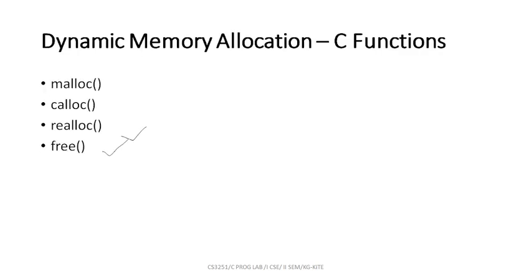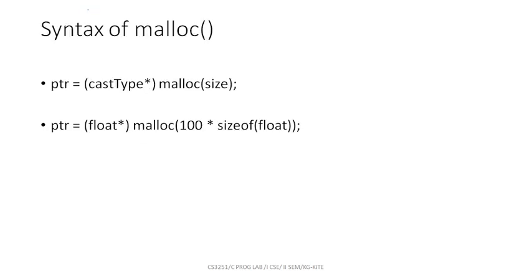Whenever we call these functions, they will return a pointer. These functions allocate memory and return the first address of the allocated memory. That is nothing but a pointer value that should be stored in a pointer variable. With the help of that pointer variable, we can access the allocated memory further. So let us see each of these functions.